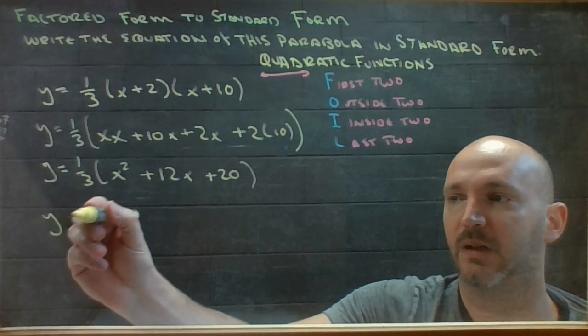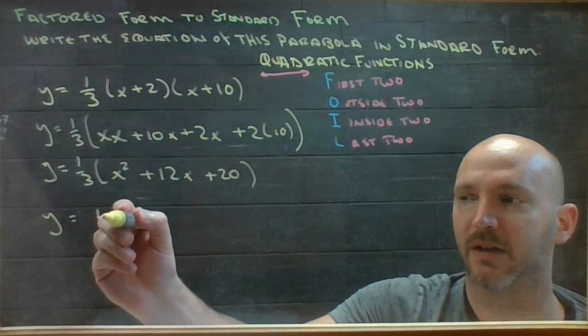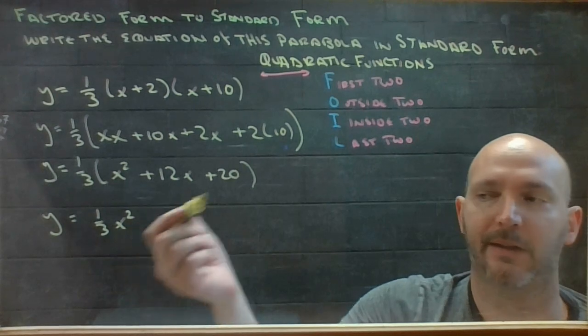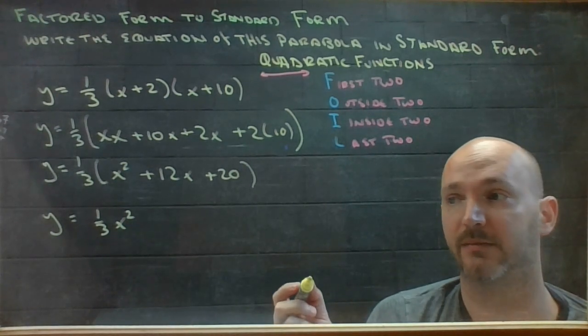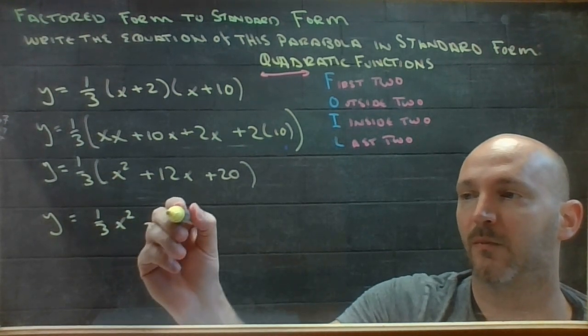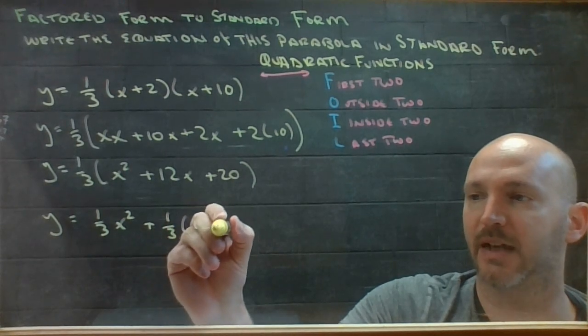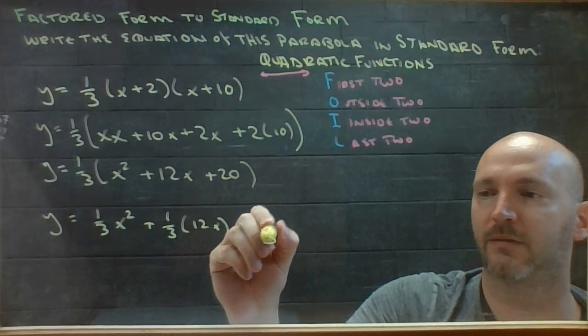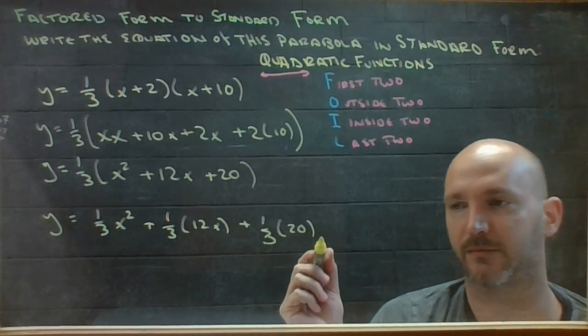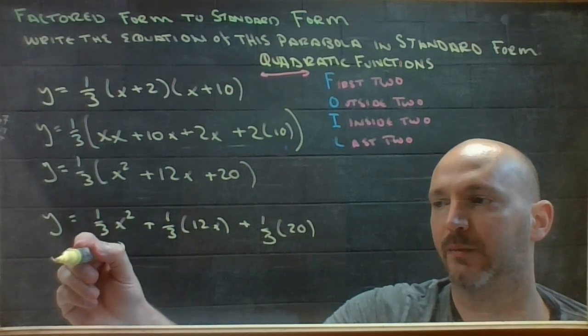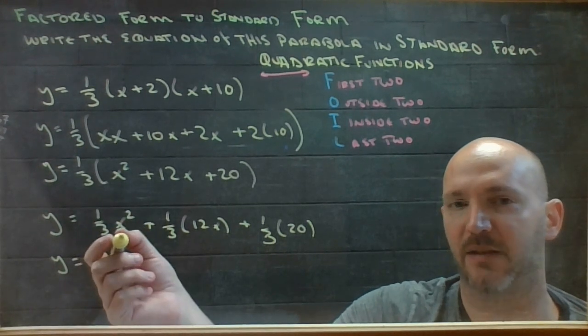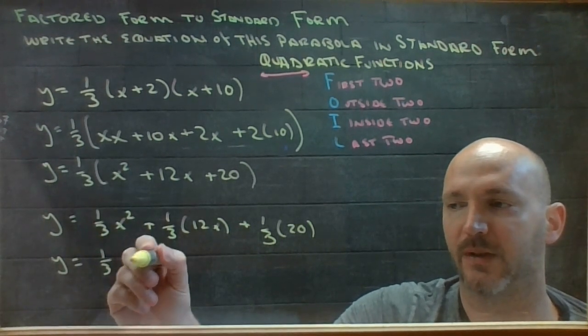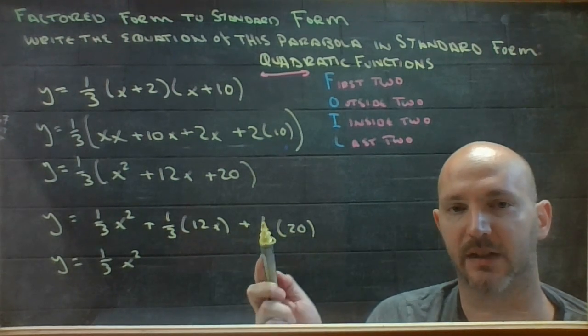So 1/3 of x squared. Not much I can do to that. 1/3 of 12x, and then 1/3 of 20. So that, I can't simplify that. Right? 1/3 x squared is as simple as that's going to get.